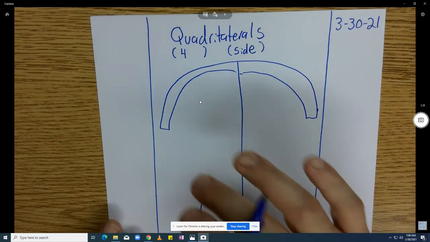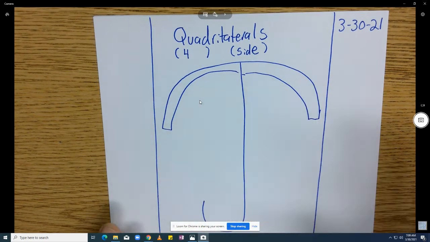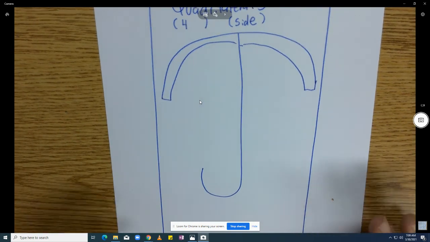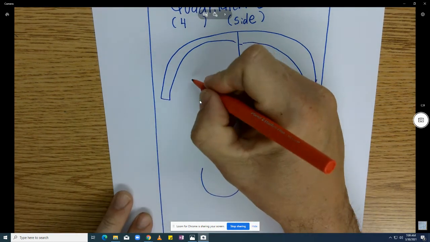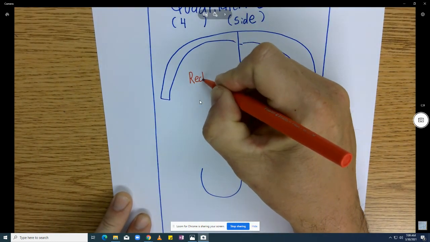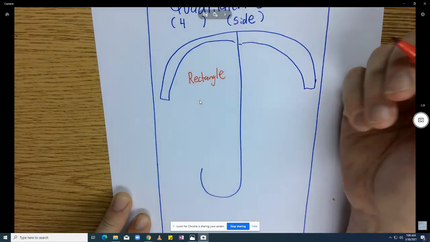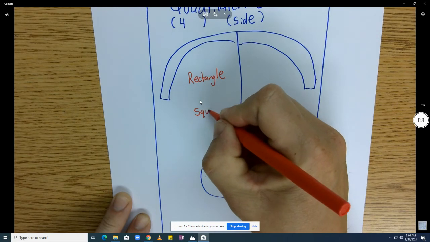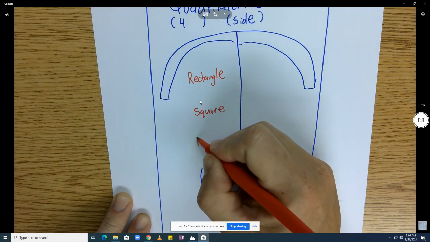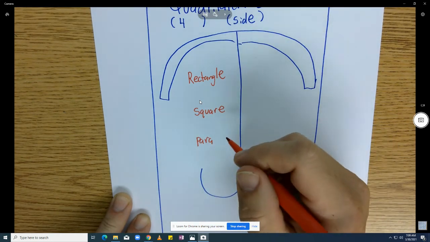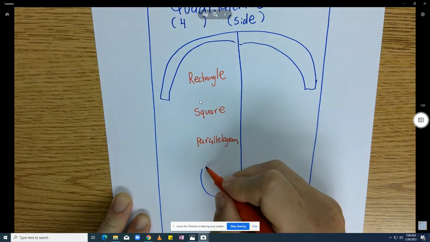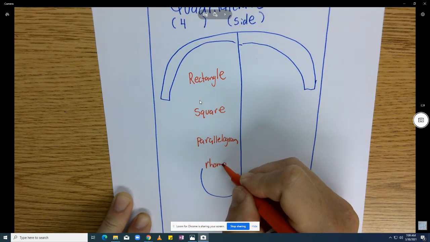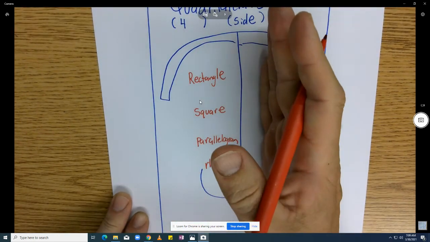But the reason I'm doing the umbrella is that everything under this umbrella is going to be a quadrilateral. It's all going to be a four-sided shape. The problem is we have to classify them. So let's think of some names of some quadrilaterals. I got rectangle. I've got square. I've got parallelogram. And I got rhombus.